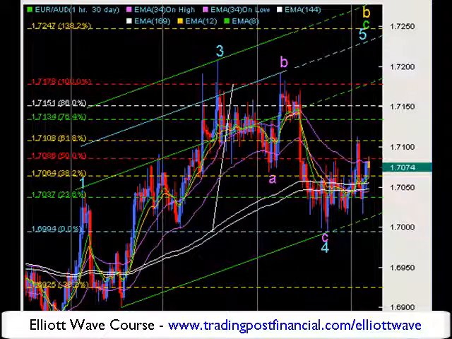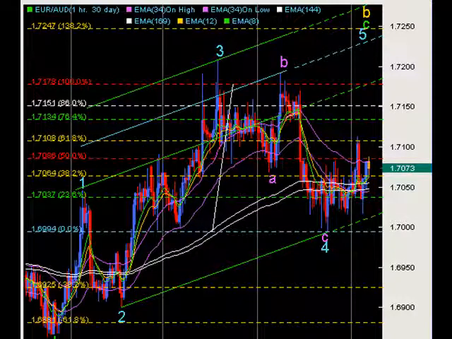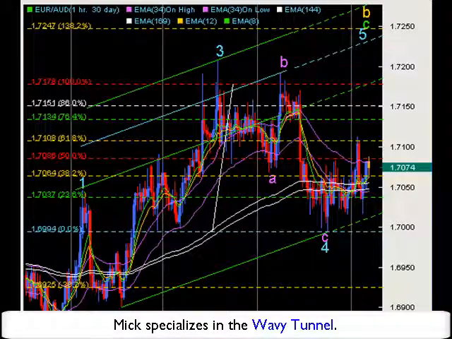Once completing the yellow B, we need to start to look for a reversal signal and start to trade back down for the yellow C of the red 4. The other possible wave count that I have has a lot to do with the moving averages and the potential that they are showing on the 1 hour time frame for a wavy tunnel trend line break.